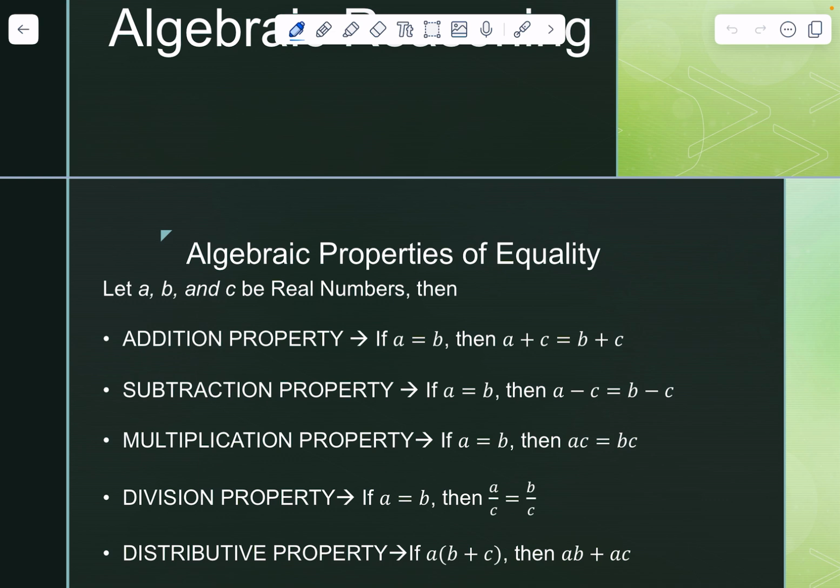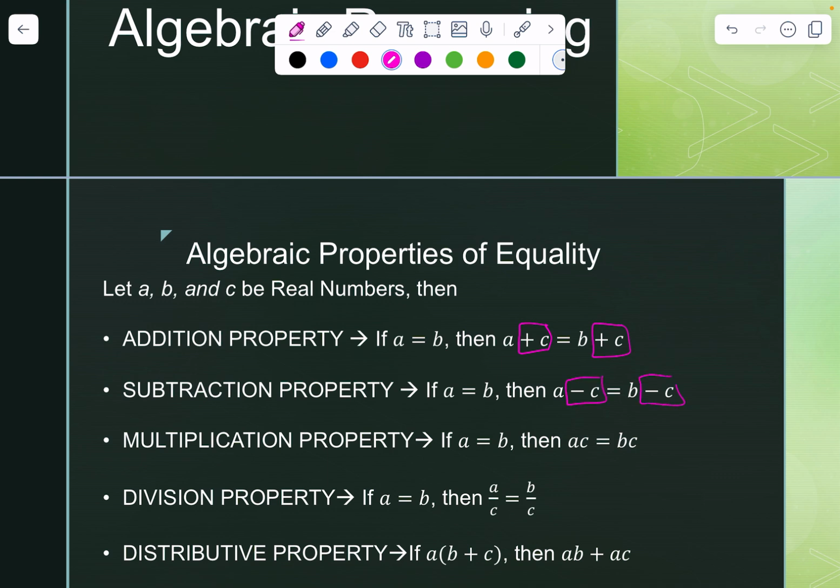each of these. The addition property simply says if I start off with A equal to B, then A plus C equals B plus C. So what you're looking at here is you're adding the same thing to both sides of the equation. The subtraction property says if A equals B, then A minus C equals B minus C, meaning we can subtract the same thing from both sides.